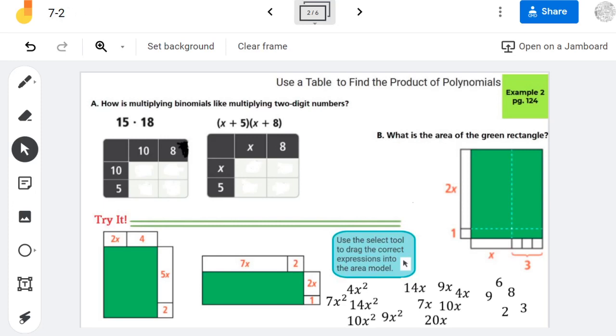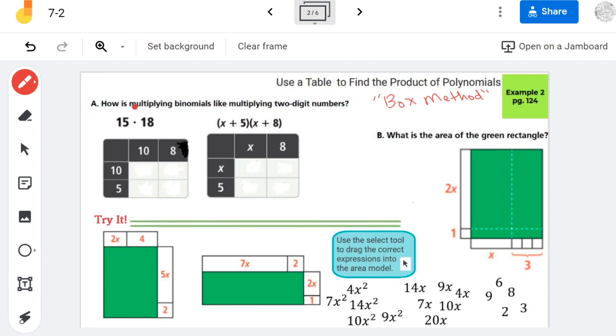In today's video, I'm covering example 2 from section 7-2 in the SavvasRealize Algebra 1 textbook. The goal of today's video is to use a table to find the product of polynomials. This multiplication method is also called the box method, if ever you're trying to research this somewhere.